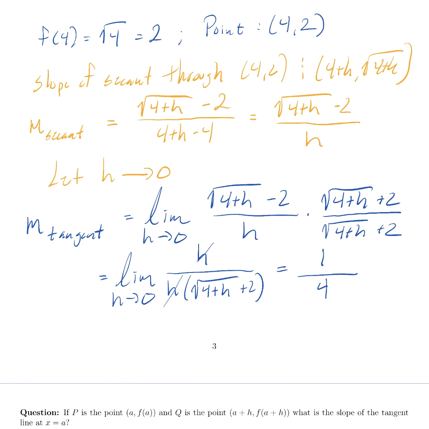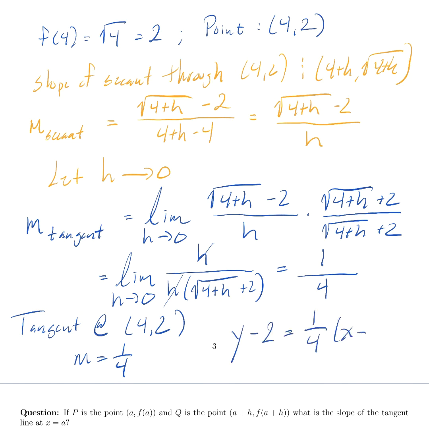Okay, so then the tangent line at the point (4, 2) has slope 1/4, and so its equation looks like y minus 2 is equal to 1/4 times x minus 4.